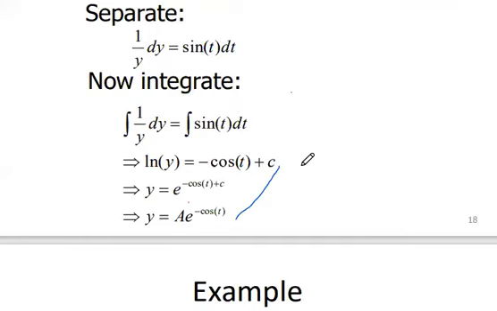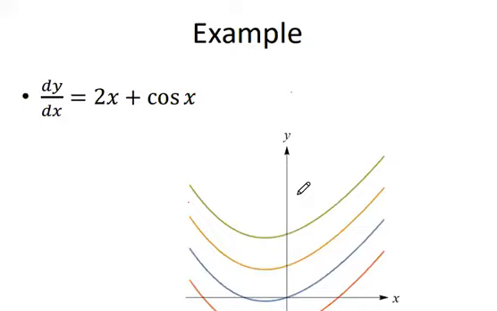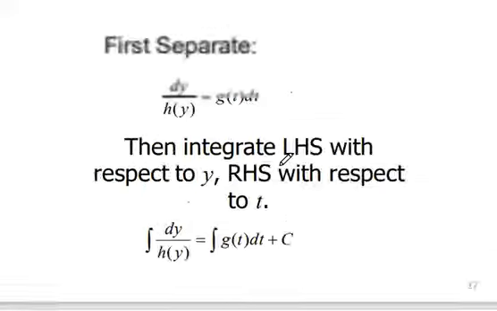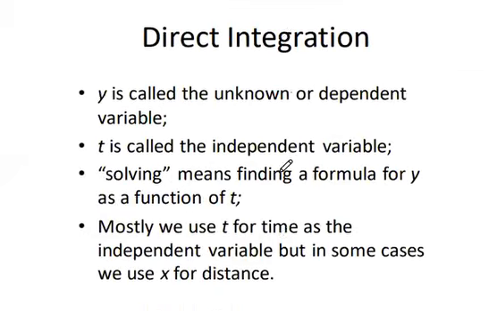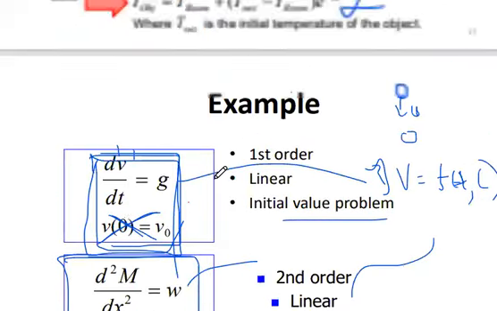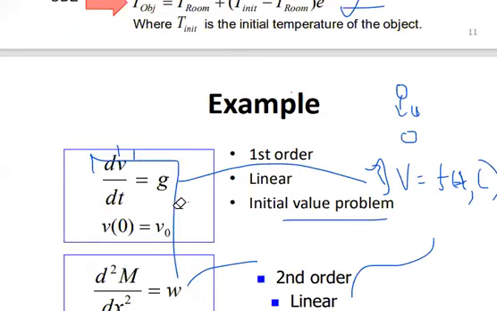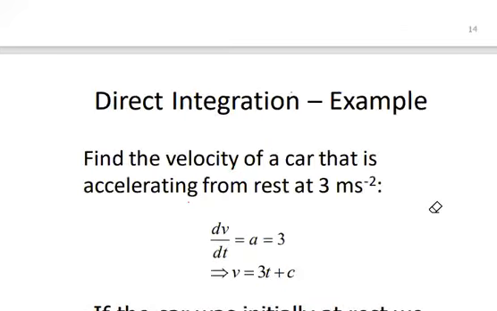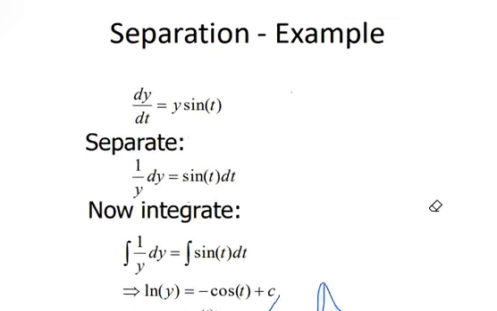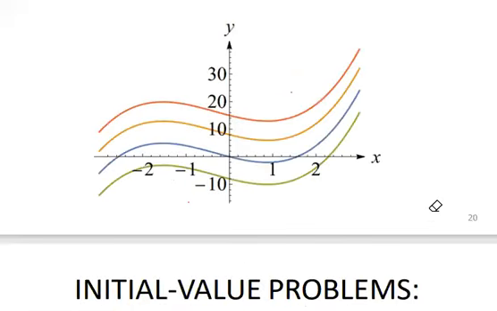Due to this arbitrary constant, A could be any real value. You get a family of solutions. If you somehow specify that arbitrary constant, then you are able to find the corresponding C. Then you get a solution curve.